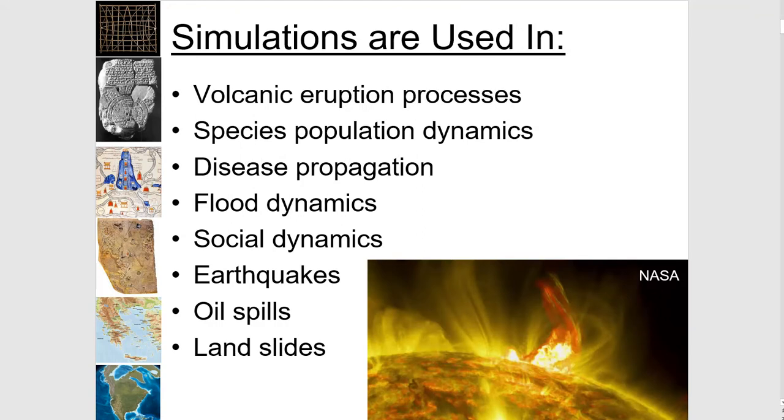Similarly, there are lots of simulations around things like volcanic eruptions, because those don't happen very often. And a whole group of people research not only volcanic eruptions on the Earth, but on other planets as well. And they make simulations because they don't get to watch a lot of them. Species population dynamics is another area used. Disease propagation, which we'll talk about. Flood dynamics, social dynamics. This is used heavily in social systems for the movement of people as well as other issues with folks. Earthquakes, oil spills, and landslides. I've done quite a bit of work with oil spills in the past.